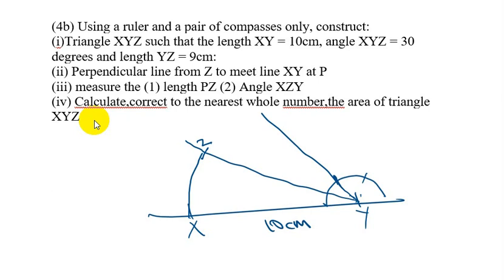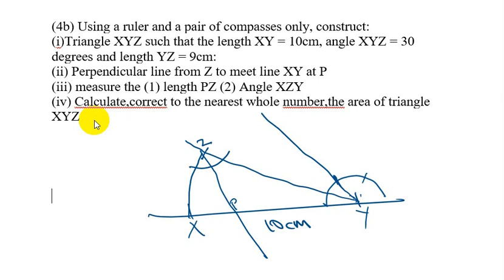Find a perpendicular line from Z to meet XY at P. So you bisect this angle, then you draw the line. When you meet this line, you call it P. And we are told to measure length PZ and also angle XZY.